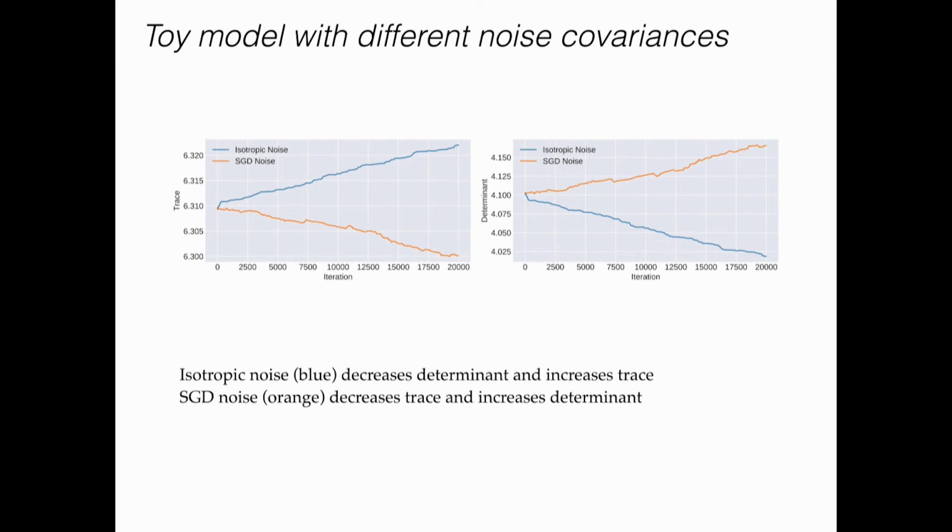So if you know what it is about the spectrum of the Hessian that you want to control, if it satisfies these monotone properties, you could construct a noise that would steer it in the direction that you want to go.